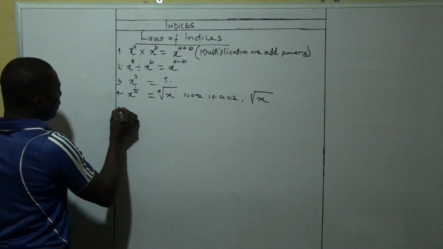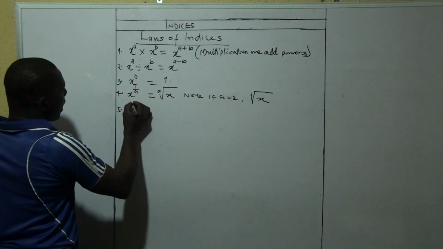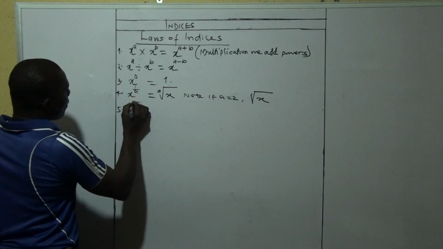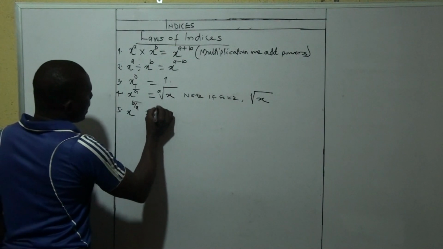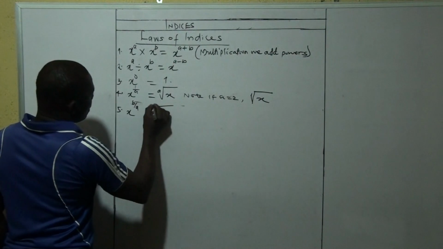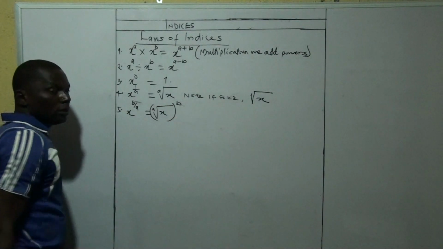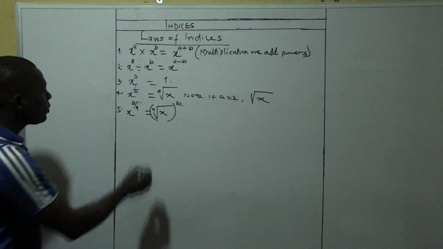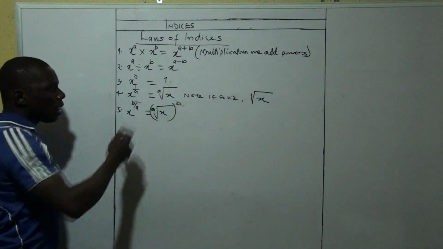Then we have the 5th law. We have x raised to power b over a, and this means the ath root of x, all in bracket, raised to power b. This is the ath root of x, or the bracket raised to power b.